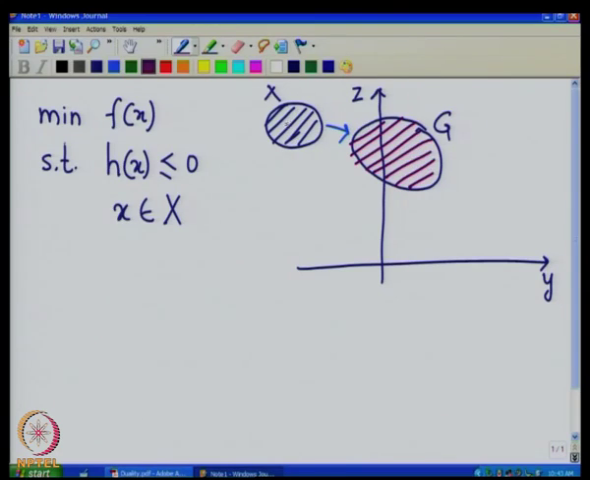So, note that what we did was consider every point here in this set X and transform it to this yz space and construct the image of this X in the yz space. For example, a point here will get transformed to some point here. So, corresponding to this feasible x, we take the value of x and then find out what is h(x) and what is f(x). So, h(x) and f(x) denote the coordinates of this point in the yz space, and if we collect all such points corresponding to every point in X, we get a set G.